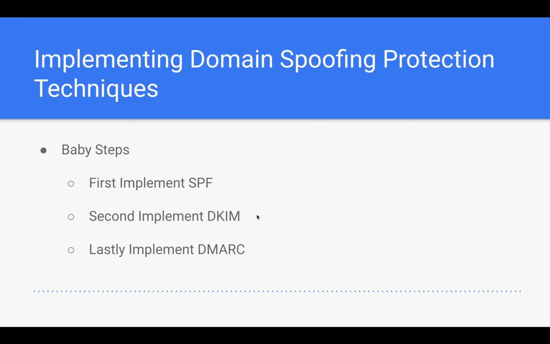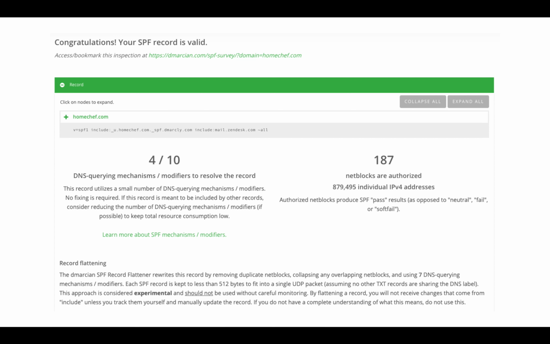So the baby steps to implementing domain spoofing protection are, first, implementing SPF. We have to tell the world our authorized servers. Second is to implement DKIM. We have to list all of our services that are going to send email on our behalf and make sure that they sign every email that they send. And then lastly, we have to implement DMARC, which is going to take these two previous protocols and apply a rule on them.